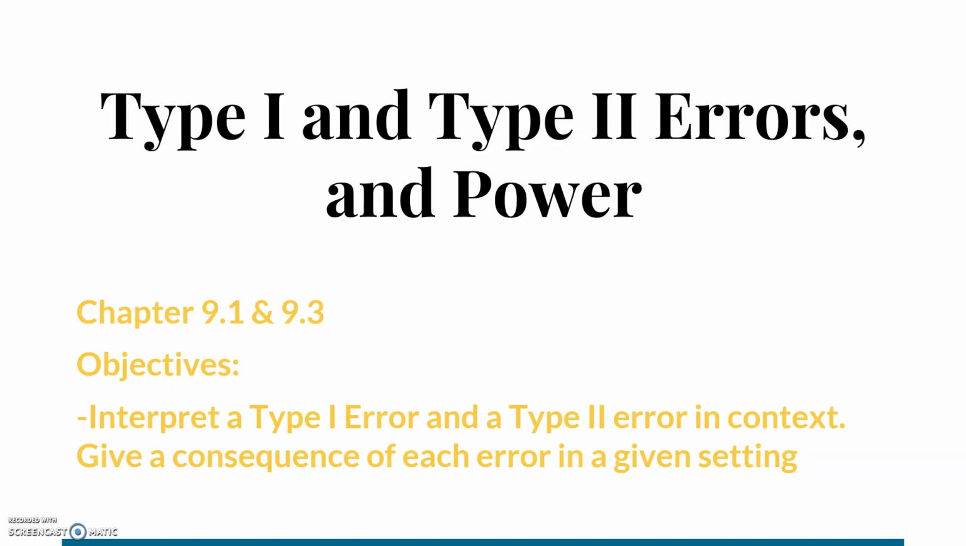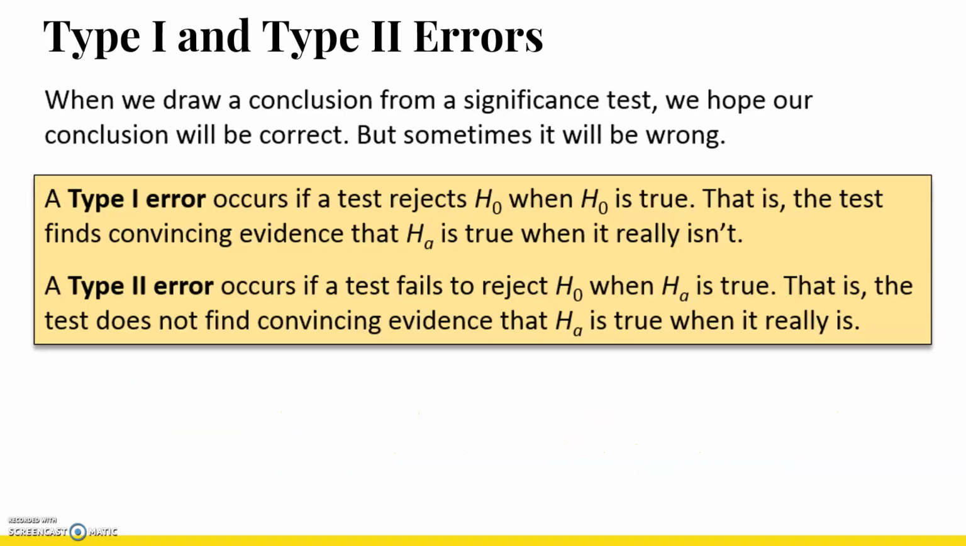But today we're going to talk about something called a type 1 error and a type 2 error. And we are going to give some consequences of each error in a particular setting. All right, we'll talk about the idea of power on Monday.